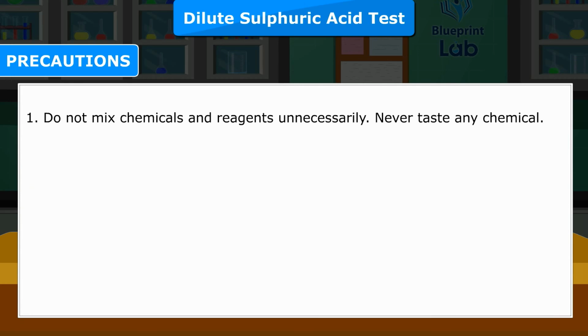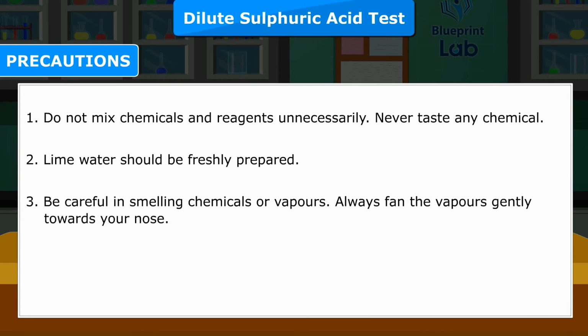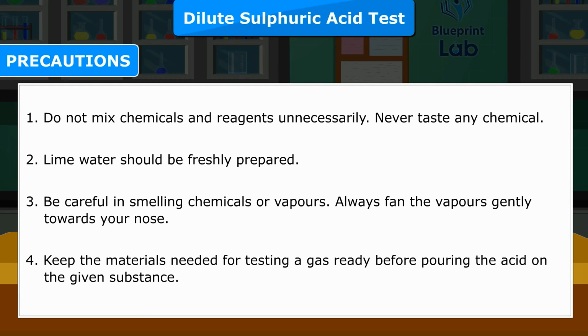Precautions: 1. Do not mix chemicals and reagents unnecessarily. Never taste any chemical. 2. Lime water should be freshly prepared. 3. Be careful in smelling chemicals or vapors. Always fan the vapors gently towards your nose. 4. Keep the materials needed for testing a gas ready before pouring the acid on the given substance.